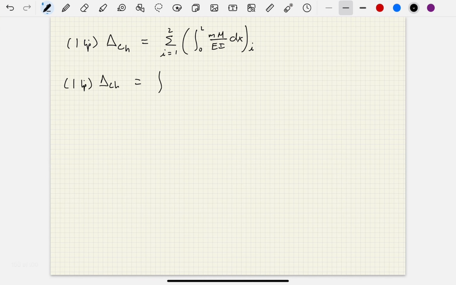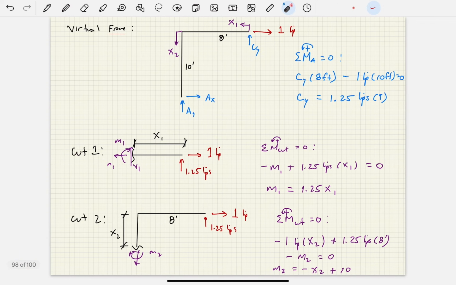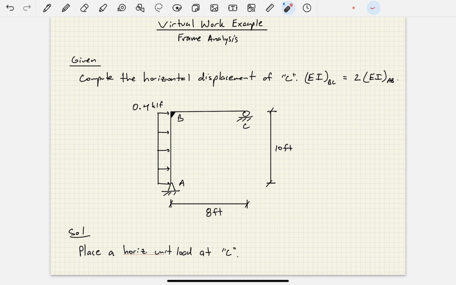So we're going to say integral from 0 to 8 feet, little m1, capital M1, over EI, and then we're going to say dx1. Now let's remember we wrote something special about this EI. Let's go back to the problem statement. We said that the flexural rigidity of BC is 2 times the flexural rigidity of AB.